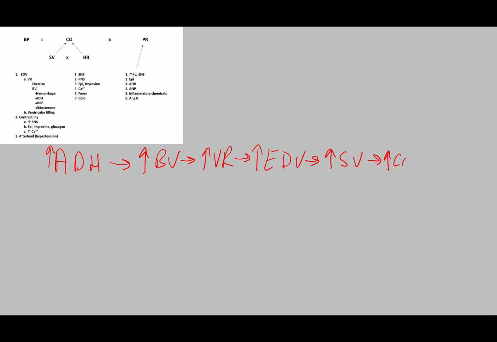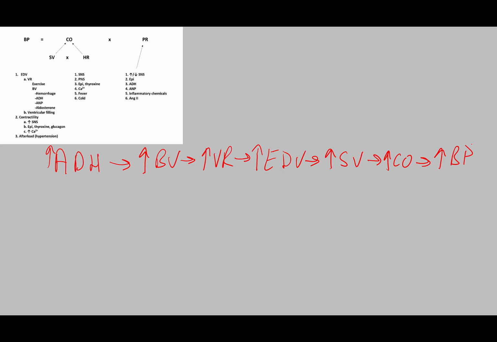Now let's look at a trickier one. Let's look at ADH. When there is an increase in ADH, if we look at our chart, the first thing that we see is that it causes an increase in blood volume. And blood volume is under venous return. So increased blood volume increases venous return, which increases EDV, which increases stroke volume, which increases cardiac output, which increases blood pressure.